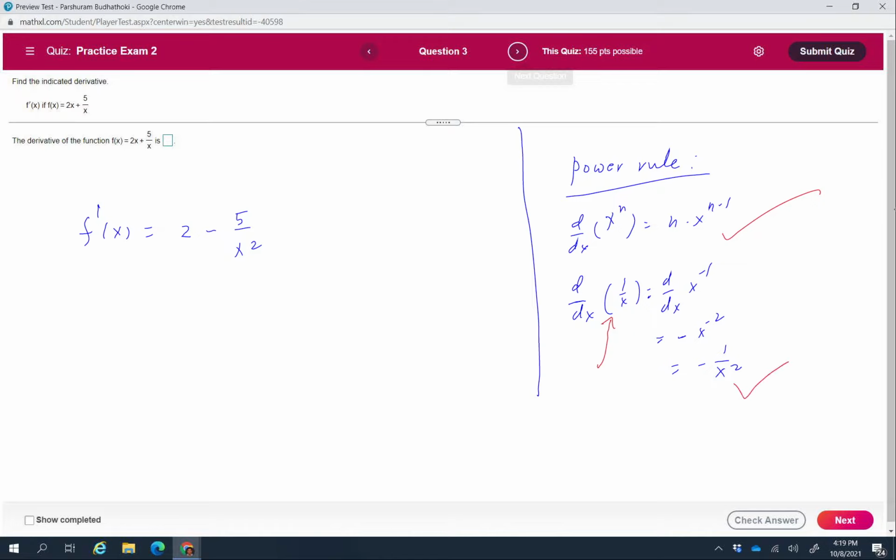So by using this formula we can find the derivative of the first term, which is 2, and then the derivative of 1 over x is negative 1 over x squared, and 5 is already there. So this is our answer.